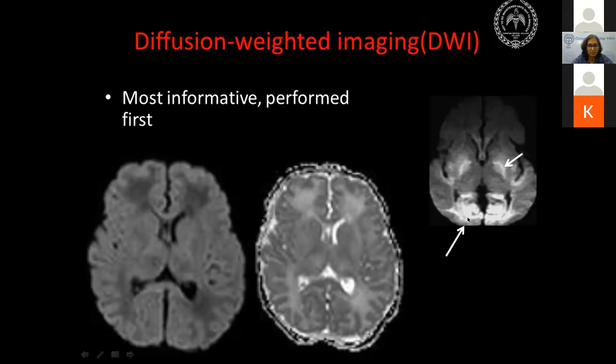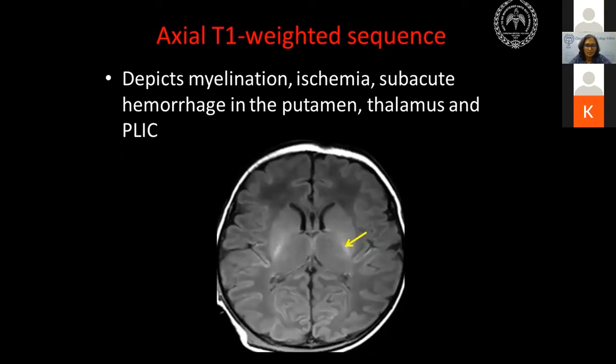Now, axial T1-weighted imaging is very useful to detect myelination in the term neonate, and useful for picking up ischemic foci and subacute hemorrhage in the putamen, thalamus, and the PLIC. So this is a term neonate. Again, we can see that the posterior limb of internal capsule, or the PLIC, is myelinated, and this is typically seen as a hyperintense band.